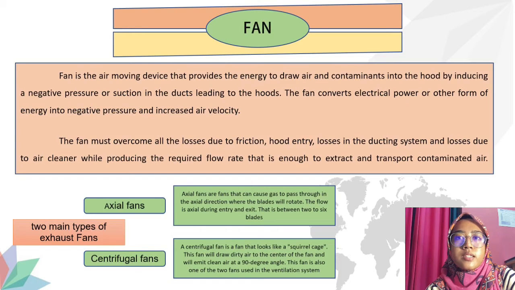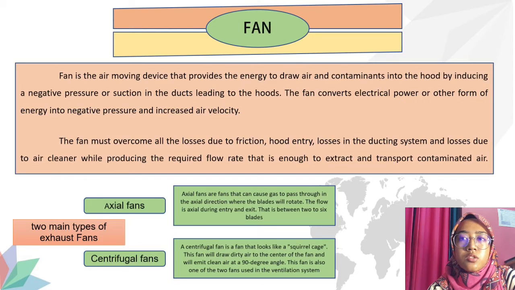There are two main types of exhaust fan: axial fans and centrifugal fans. Axial fans are fans that cause gas to pass through in the axial direction, where the blades rotate. The flow is axial during entry and exit. This is between 2 to 6 blades. A centrifugal fan is a fan that looks like a squirrel cage. This fan will draw the air to the center of the fan and will emit clean air at a 90-degree angle. This fan is also one of the two fans used in the ventilation system.